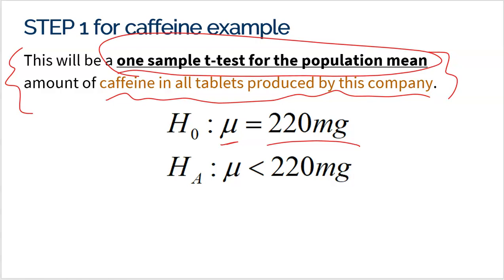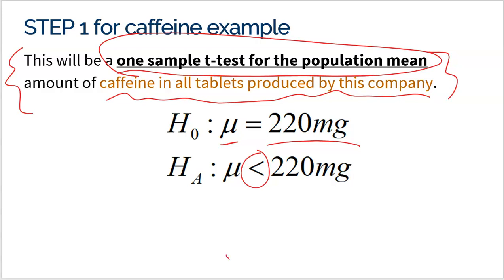So that's my null. And then my alternative is my thought, what I'm wondering. And we were concerned that maybe the tablets have too little caffeine in them. So that's our alternative. And this is going to be a one-sided test because we only care about being on that bottom side.